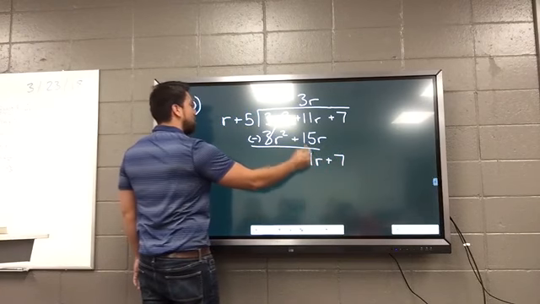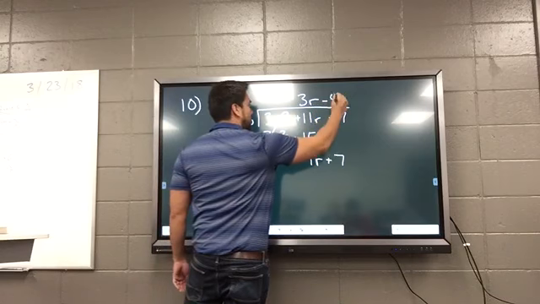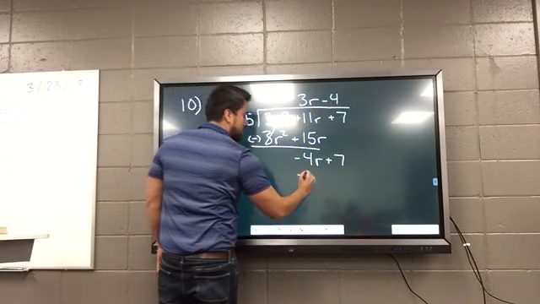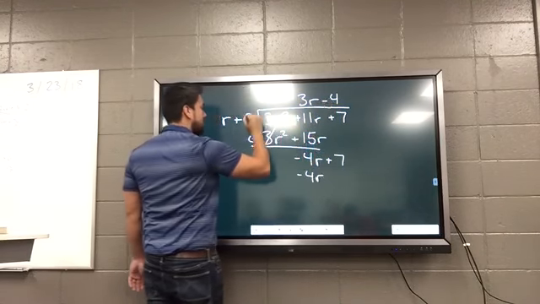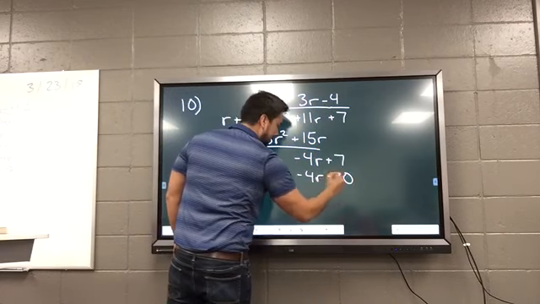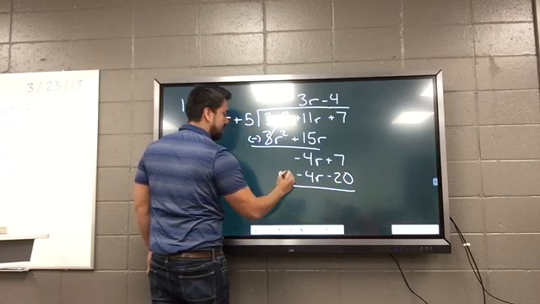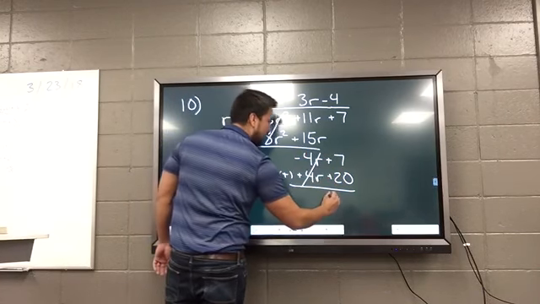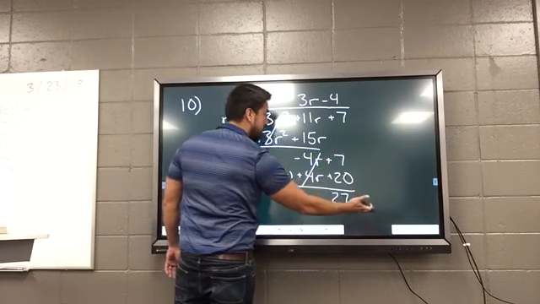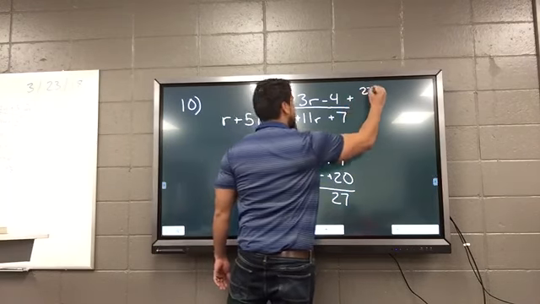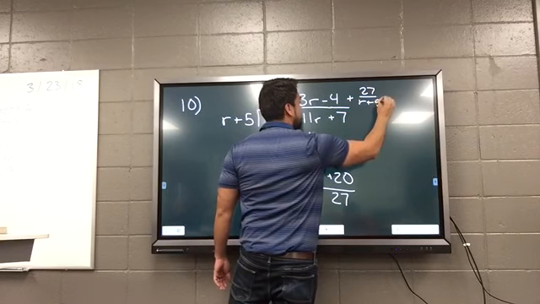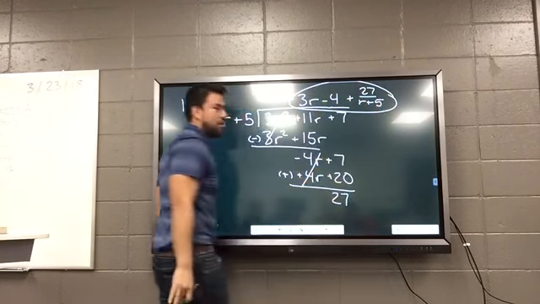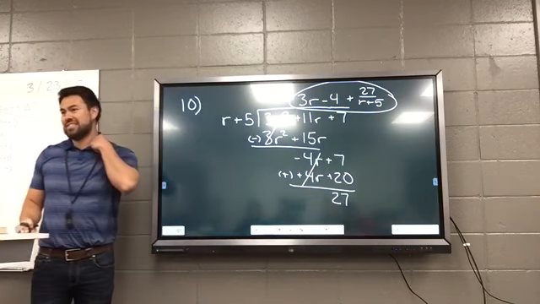Negative 4r divided by r, negative 4. Negative 4 times r, again, was negative 4r. Negative 4 times 5, negative 20. And I have to subtract these. I could do stay, change, opposite, cancel. I get my 27. Nothing to bring down. I keep it as my 27 over the r plus 5. This is your answer.